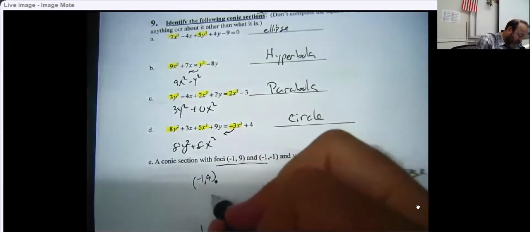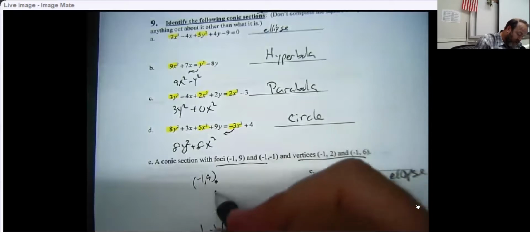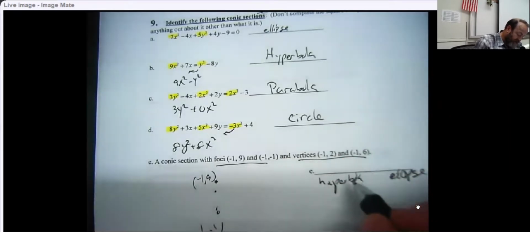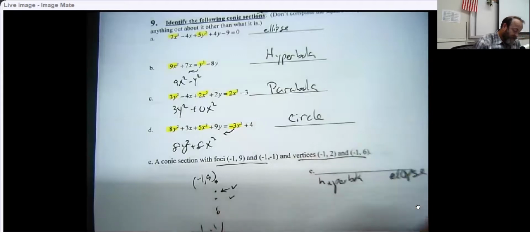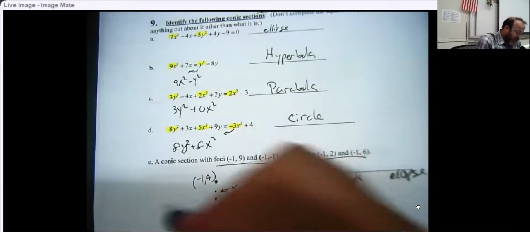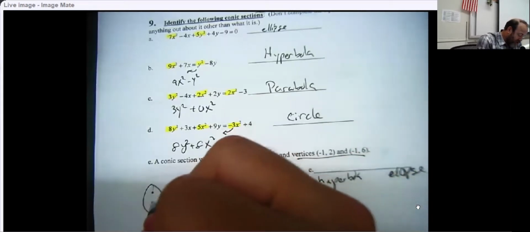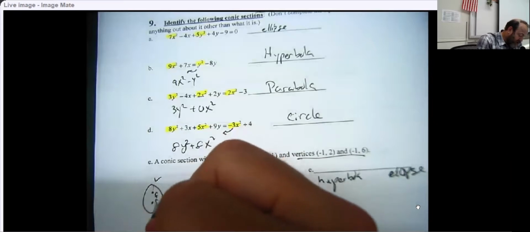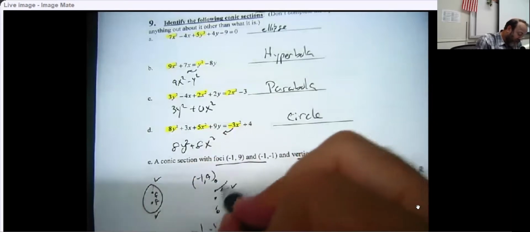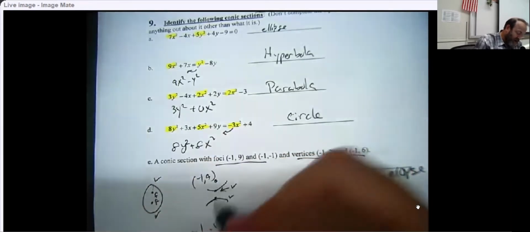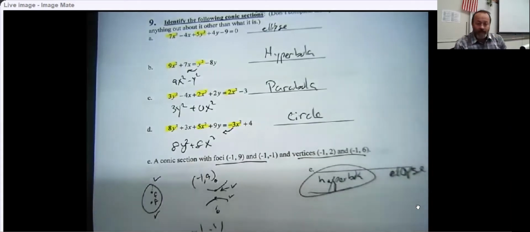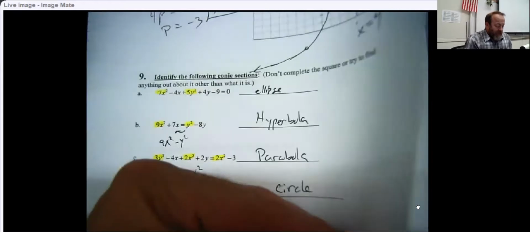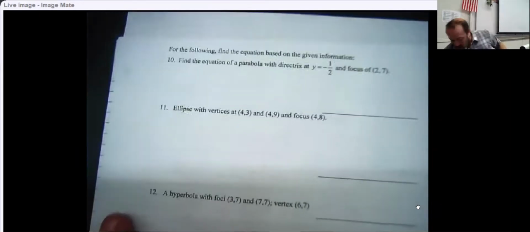And the vertices are actually inside at -1, 2 and -1, 6. So they're right in here. So the interesting thing is if it is an ellipse, the vertices are outside and the foci are inside. But in this case, since the vertices are inside and the foci are outside, then that makes this most distinctly a hyperbola, which is pretty cool. So that's number 9. So let's go ahead and check out number 10.